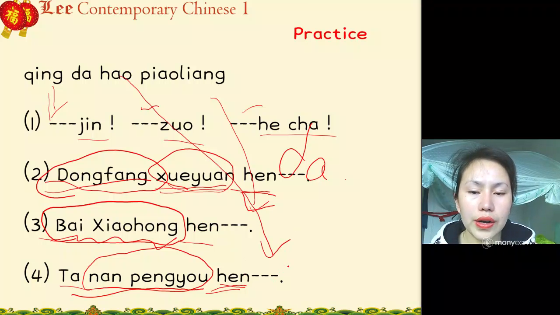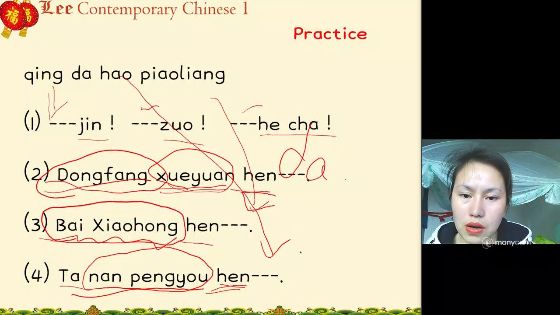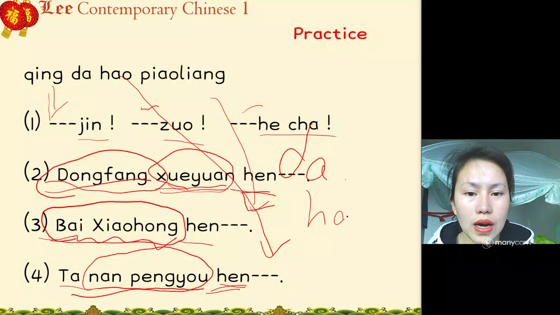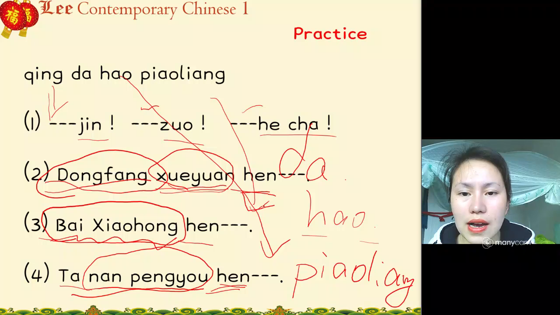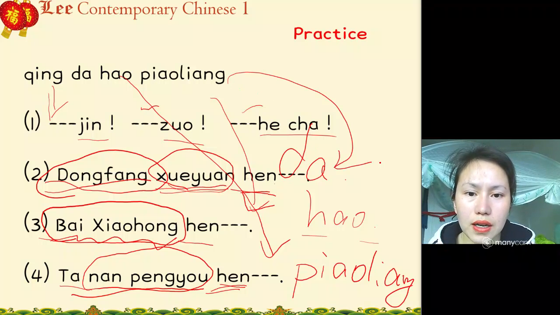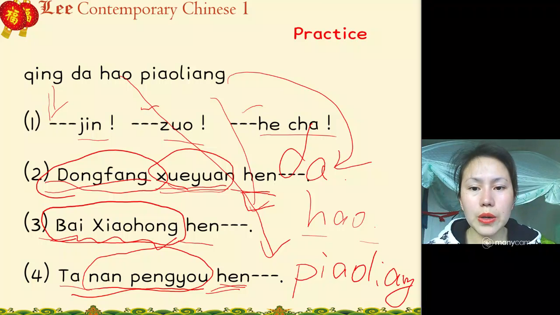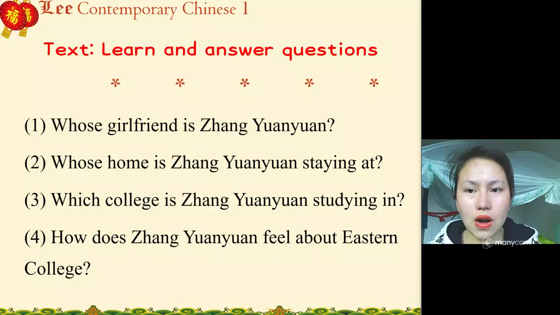好 can indicate a person. Because the boyfriend and 白小红 are both persons, we can also say 白小红很好, she's very good. And her boyfriend is very beautiful, 很漂亮, is also okay. The college can also be beautiful, right? 东方学院很漂亮. It's all okay, only if it makes sense.